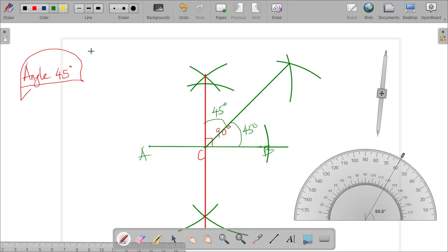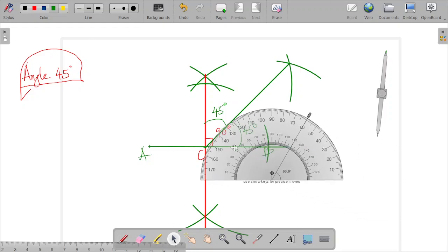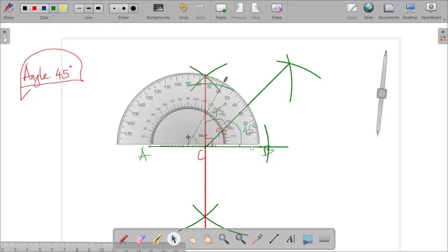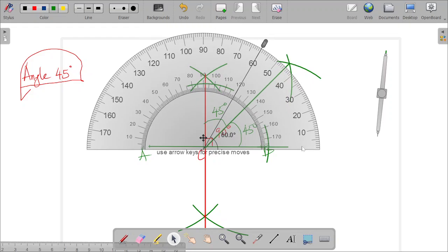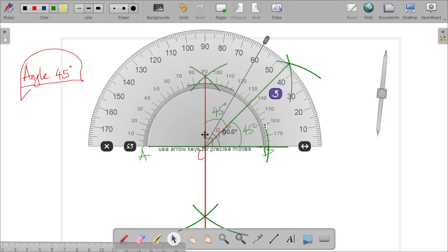Now let us check if our angle is accurate. 45 degrees, let's see. Now if I place my protractor, you can see that it's very accurate. Now this line is on 45 degrees, right? So that is how you make angle 45.